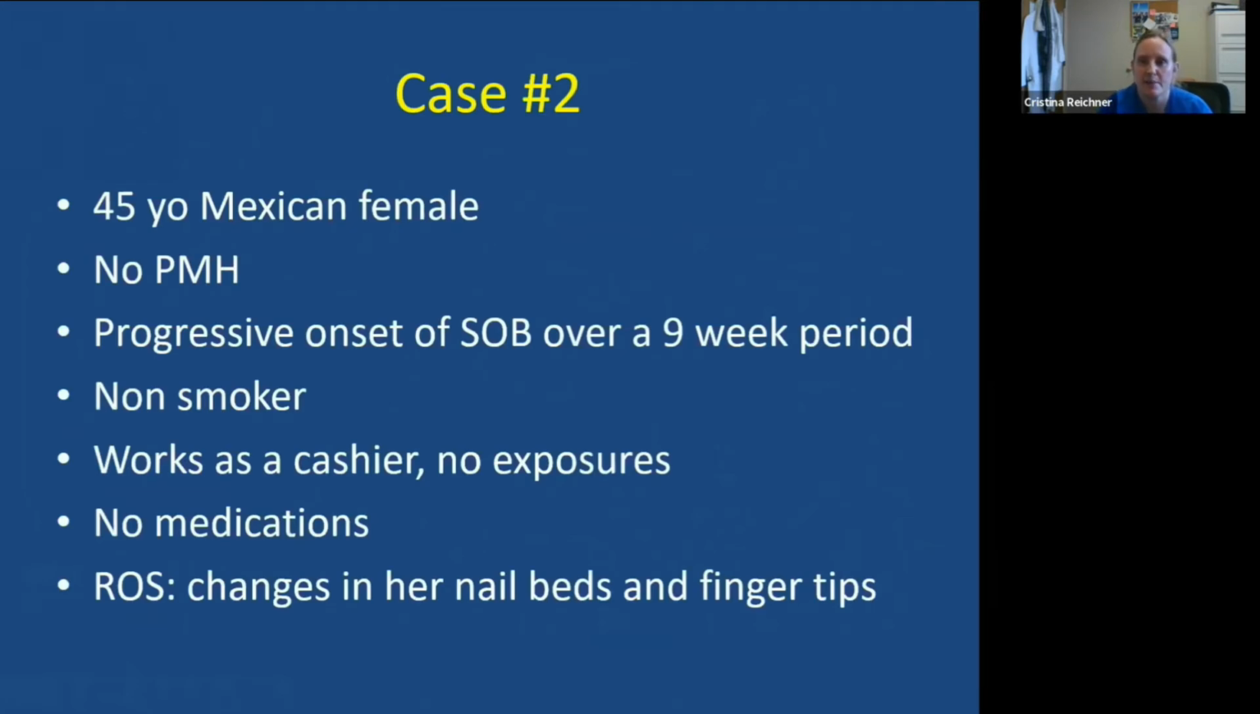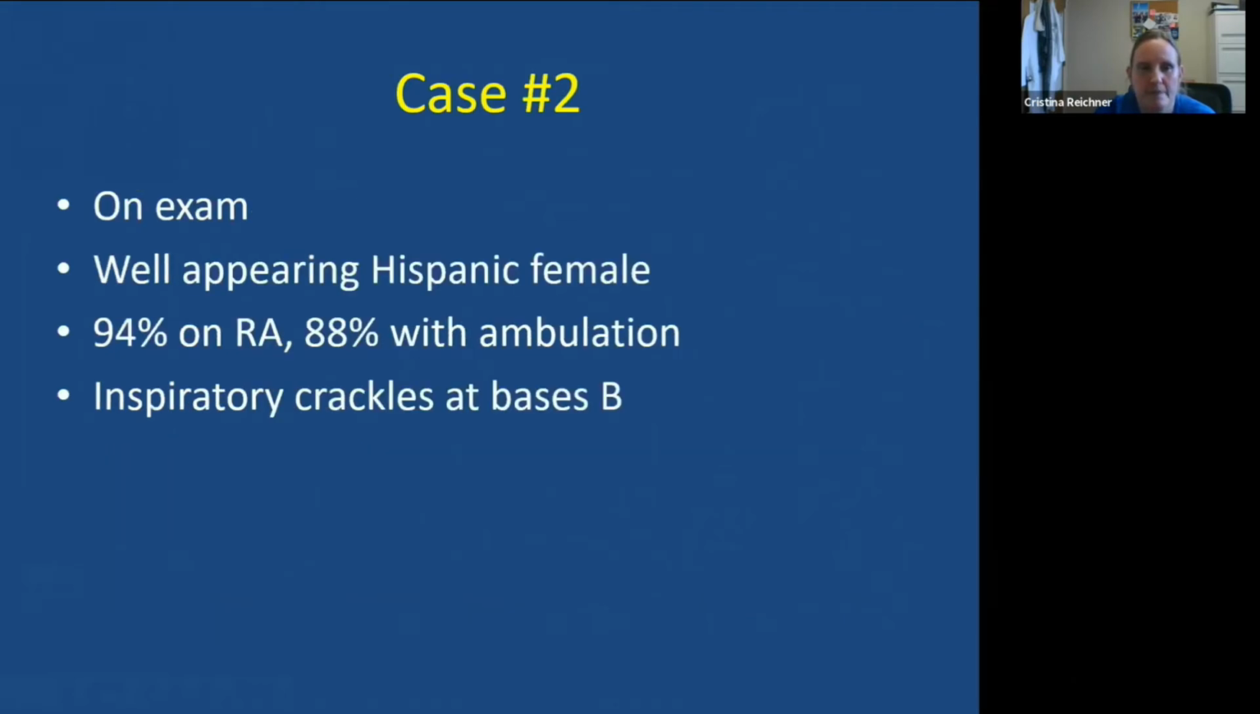All right, so let's talk about case 2. This is another patient I remember seeing in the ER. So this is a 45-year-old Mexican female who had no past medical history, but she presented with progressive onset of shortness of breath over a 9-week period. She was a non-smoker. She worked as a cashier at 7-Eleven. She reported no exposures. She wasn't taking any medications, but on a review of systems, she reported changes in her nail beds and her fingertips.